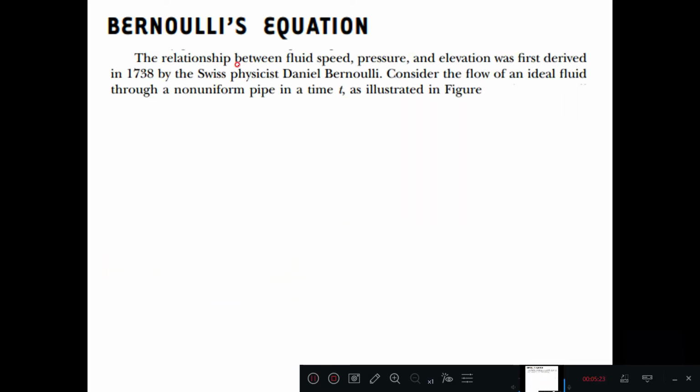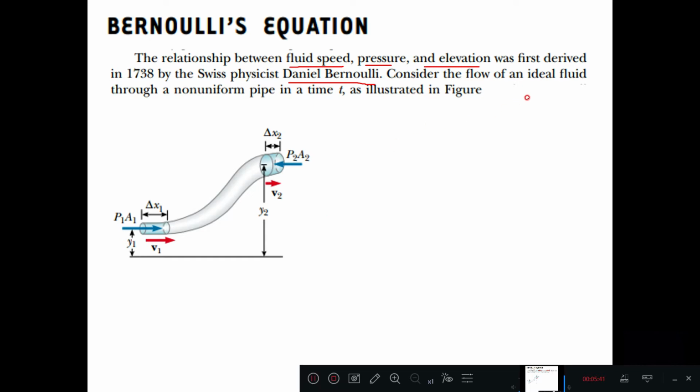As I said, the relation between fluid speed, pressure and elevation was first derived in 1738 by the Swiss physicist Daniel Bernoulli. So consider the flow of an ideal fluid. As you all know, an ideal fluid is a fluid which doesn't have any viscosity, also called a non-viscous fluid. For the purpose of derivation and analysis, the ideal fluid possesses certain characteristics, and certain assumptions are made for deriving the Bernoulli equation.